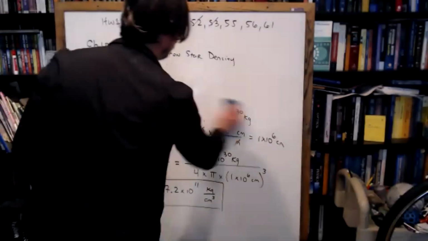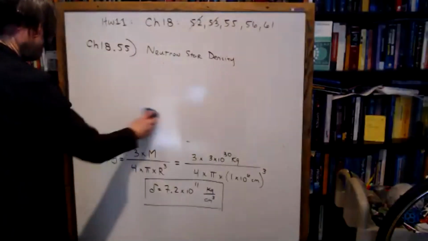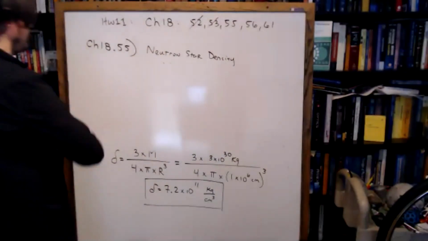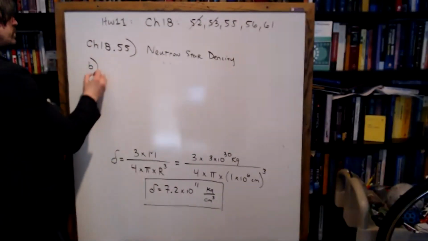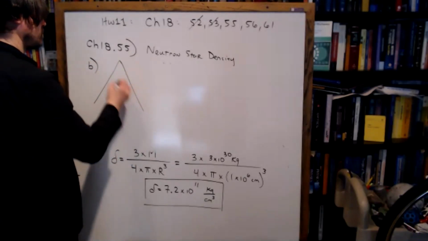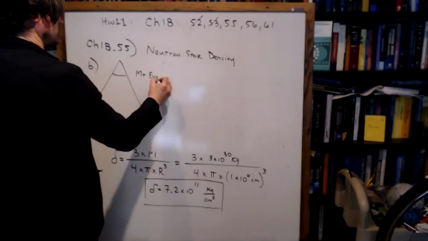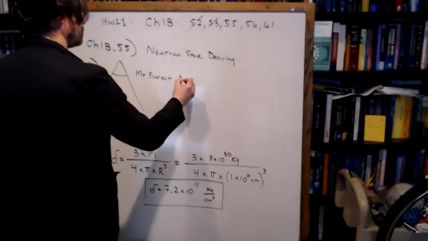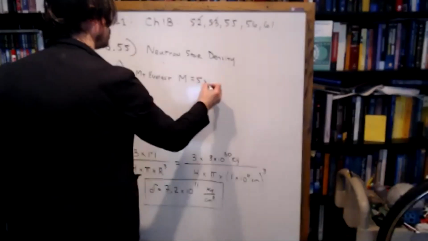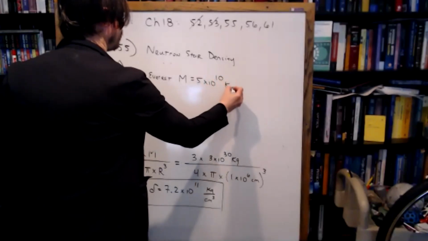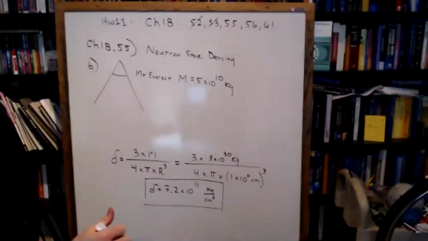Riker, what's part B? Part B. Compare the mass of 1 cubic centimeter of neutron star material to the mass of Mount Everest, which is approximately 5 times 10 to the 10 kilograms. Right? That's what I'm saying.